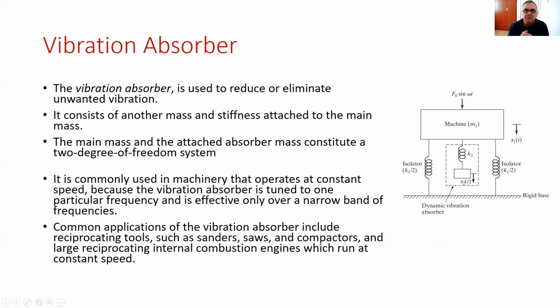And this is a very common thing to be used in applications. For example, you have used reciprocating tools, sanders, saws, compactors, etc. Lots of engines might use the idea of the vibration absorber, but one disadvantage is that the speed of operation should not be varying too much. If it varies a lot, in that case, the vibration absorber might not be too effective.